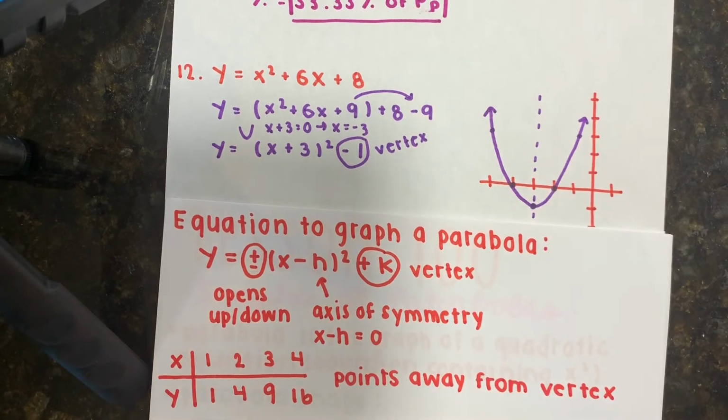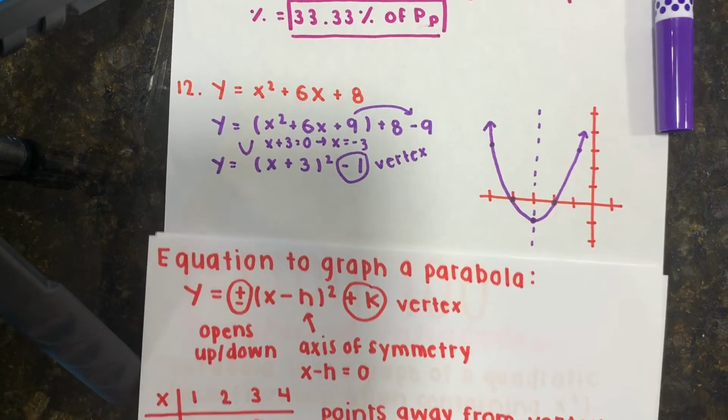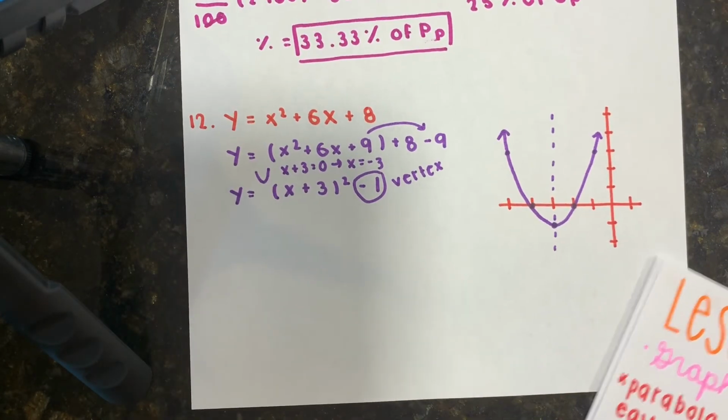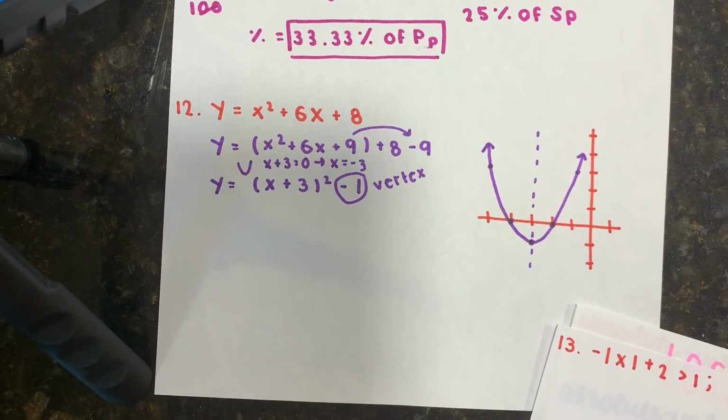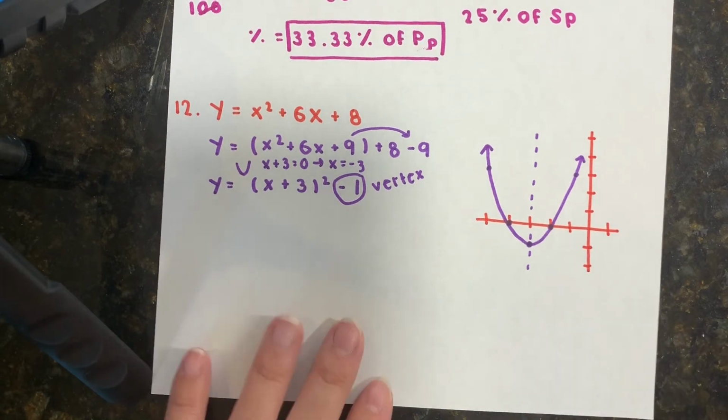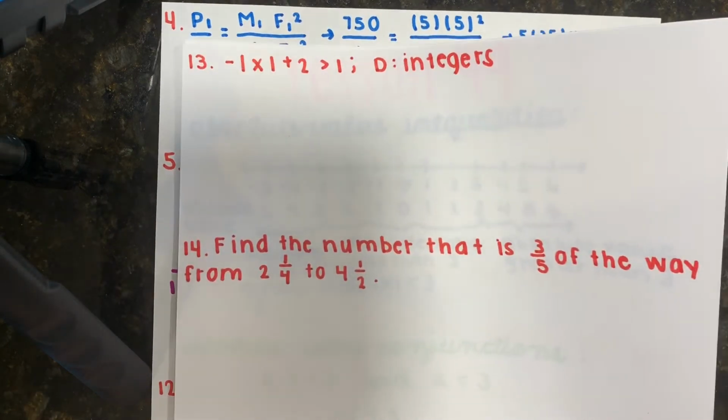That looks like that. Okay, and that was from lesson 100. So if you wanted to flip back to your notes for that one, that was from lesson 100. Now we're gonna look at the absolute value.